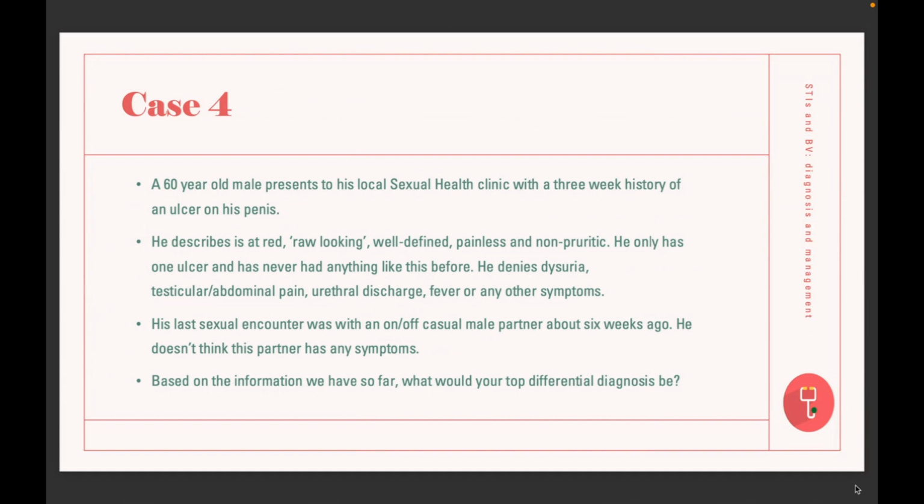Okay, so case 4. A 60-year-old male presents to his local sexual health clinic with a 3-week history of an ulcer on his penis. He describes it as red, raw-looking, well-defined, painless and non-pruritic, so not itchy. He only has one ulcer and has never had anything like this before. He doesn't have dysuria, testicular or abdominal pain, urethral discharge, fever or any other symptoms. His last sexual encounter was with an on-off casual male partner about 6 weeks ago. He doesn't think this partner has any symptoms. So based on the information we have so far, what would your top differential diagnosis for this patient be?